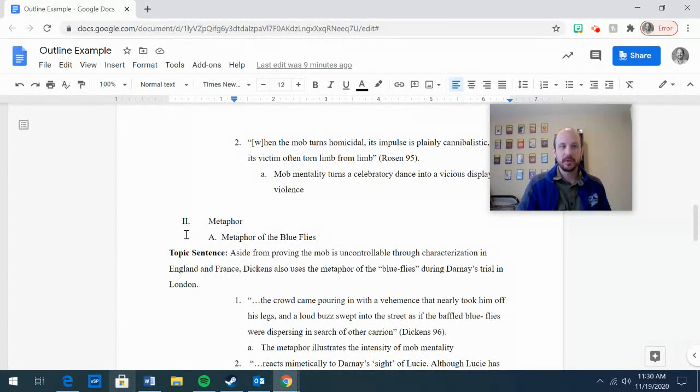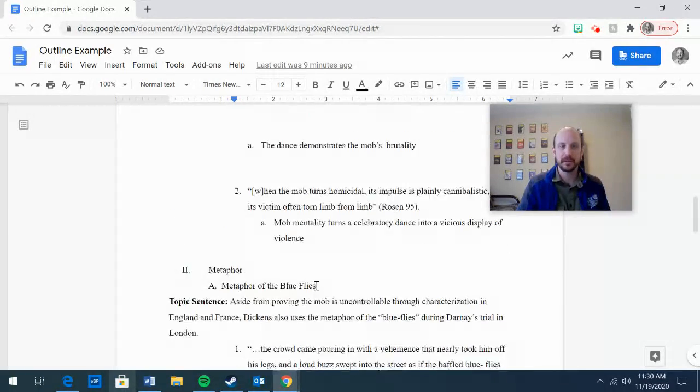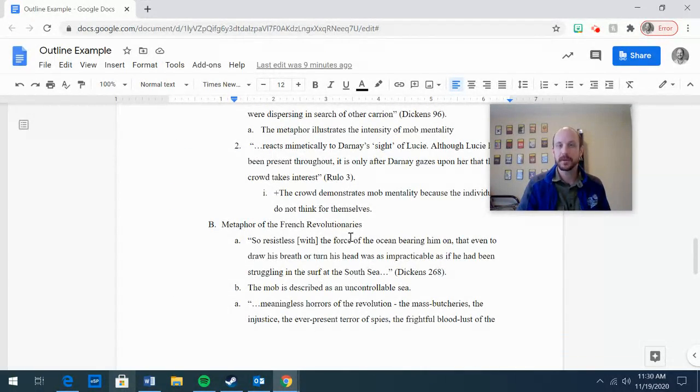Below that is your second body paragraph, the metaphor paragraph. Now, you're maybe not going to have a metaphor paragraph. This is the example I'm using. So you have your metaphor paragraph, and then the example of the metaphor of the blue flies, and below that, the metaphor of the French revolutionaries. Then those pieces of evidence with the details below that. So again, it's breaking it down into smaller details until you can't go any farther when you get to the nitty-gritty evidence as well as the nitty-gritty analysis.